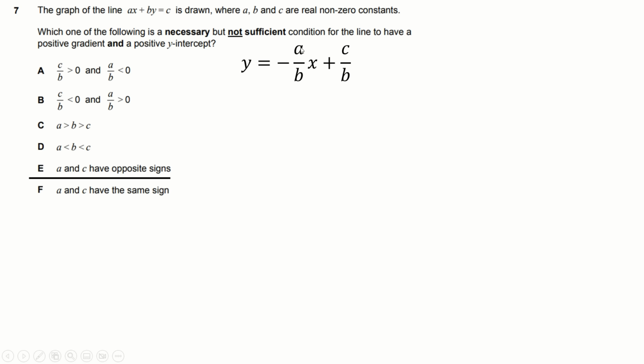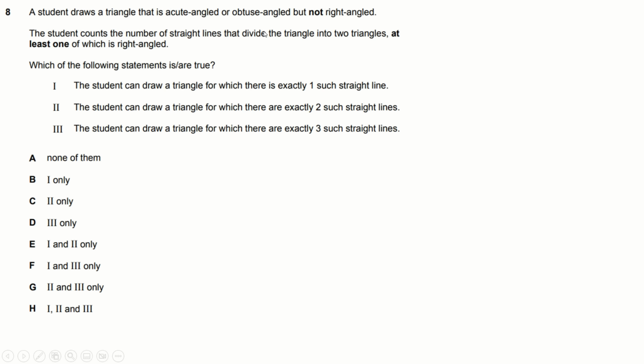If A and C have the same sign, then A over B and C over B have the same sign, and because one of them's got a negative in front, that means they have different signs overall, which means you can't be positive or positive. So I think E is the only one that makes any sense for this specific condition here.